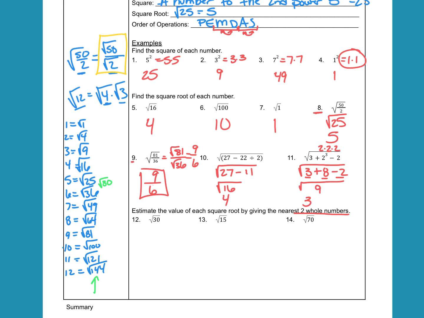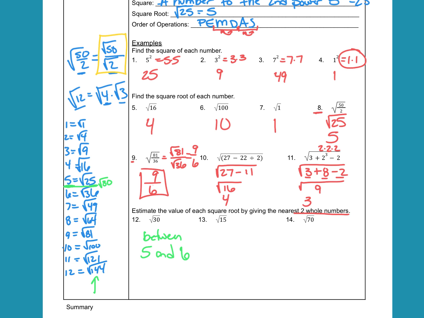30 goes right in between 25 and 36. So if square root of 30 is between here, then if I go all the way across, its answer must be between 5 and 6. So this would be between 5 and 6. And if you did check it on a calculator, we would see that we get the decimal 5 point some value.